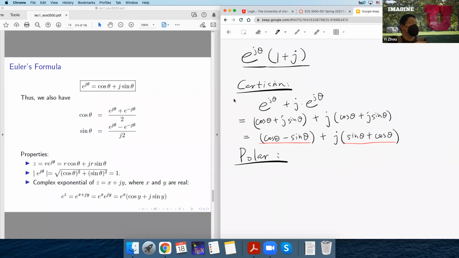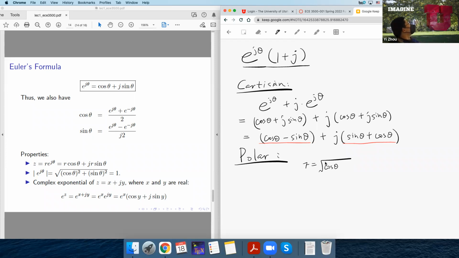Okay, now what about the polar form? Do you have any ideas? Yes. So I just did r is equal to square root of cosine theta minus sine theta squared plus cosine theta plus sine theta squared, and then the angle is arctan of cosine theta plus sine theta divided by cosine theta minus sine theta. Okay, that's a little bit complicated. So tell us about your main idea.